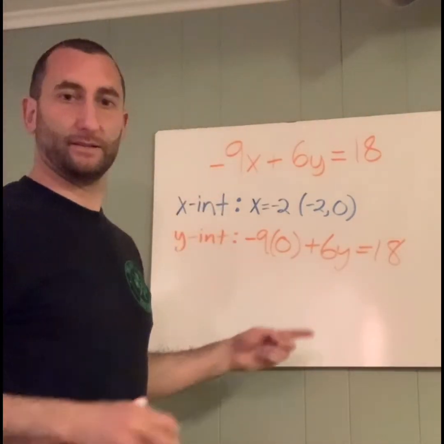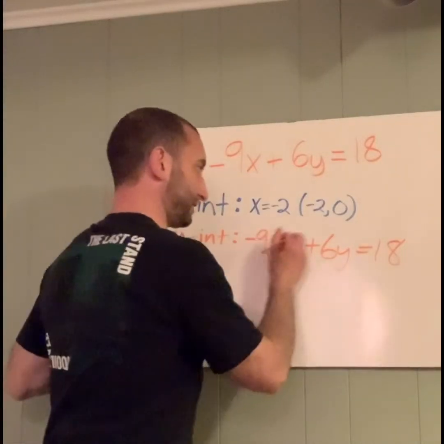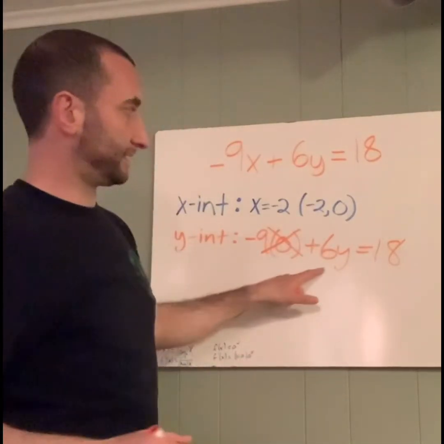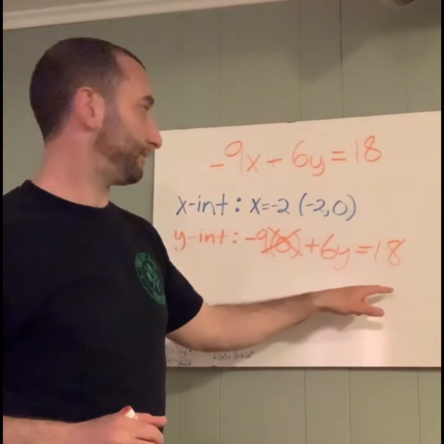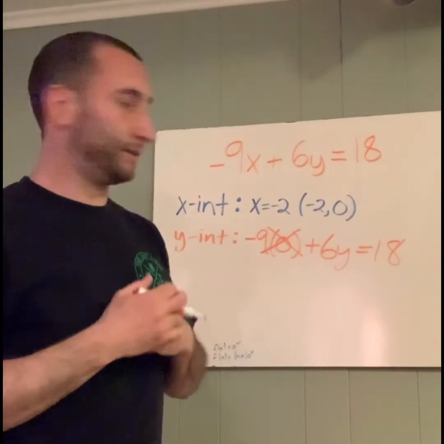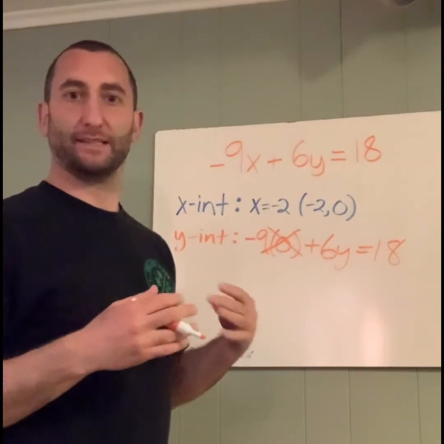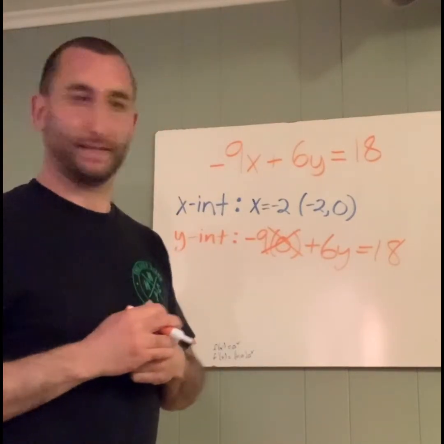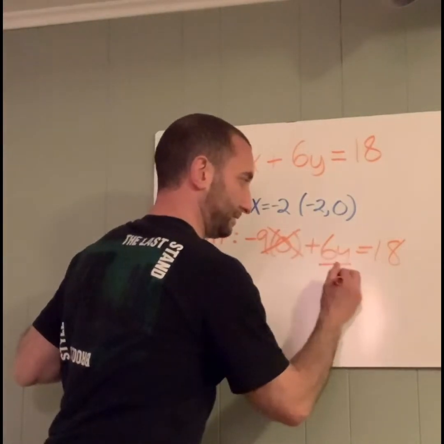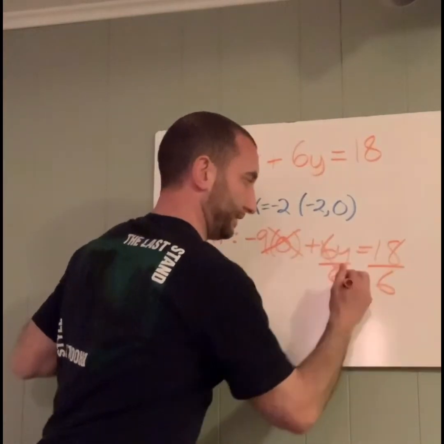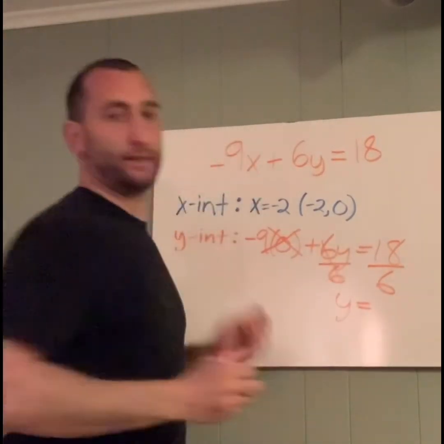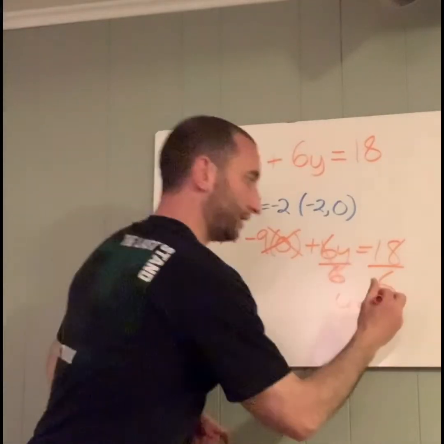Negative 9 times 0, any number times 0 is 0, crosses out. Now we have 6y equals 18. What do we do? Inverse operation again. It says 6 times y. To reverse that, to get rid of it, we've got to divide both sides by 6. And we get y equals 18 divided by 6 equals 3. y equals 3.